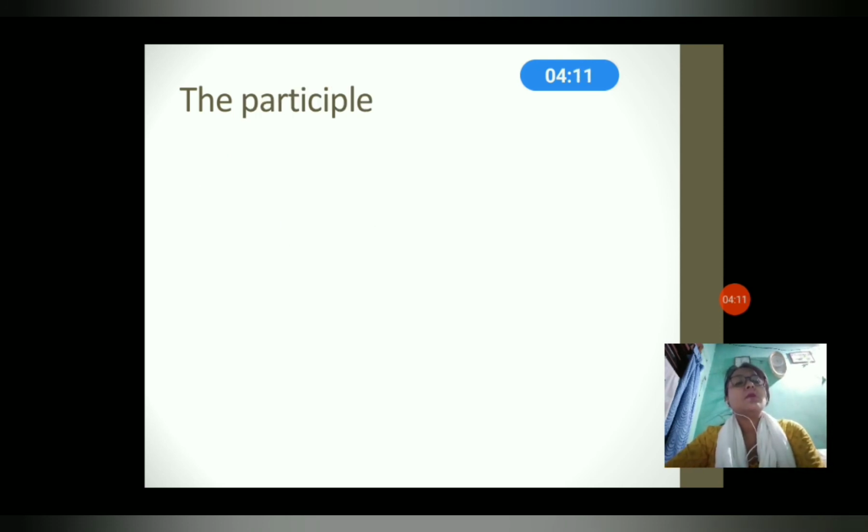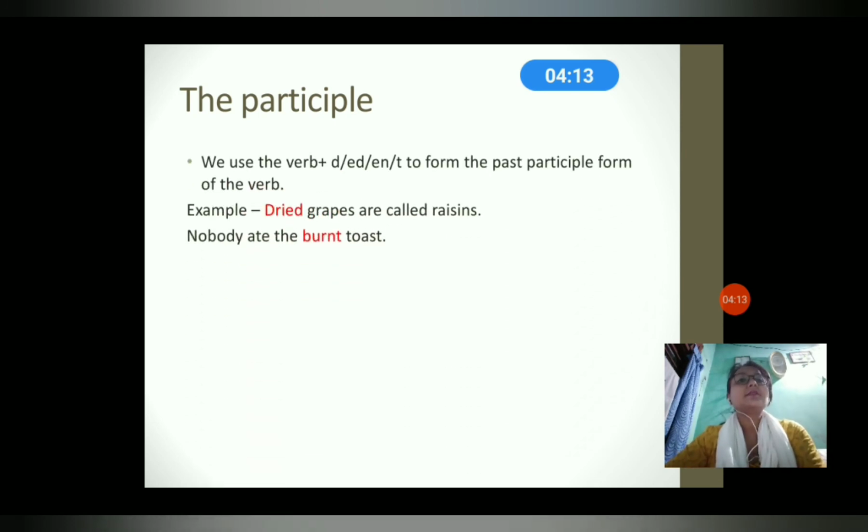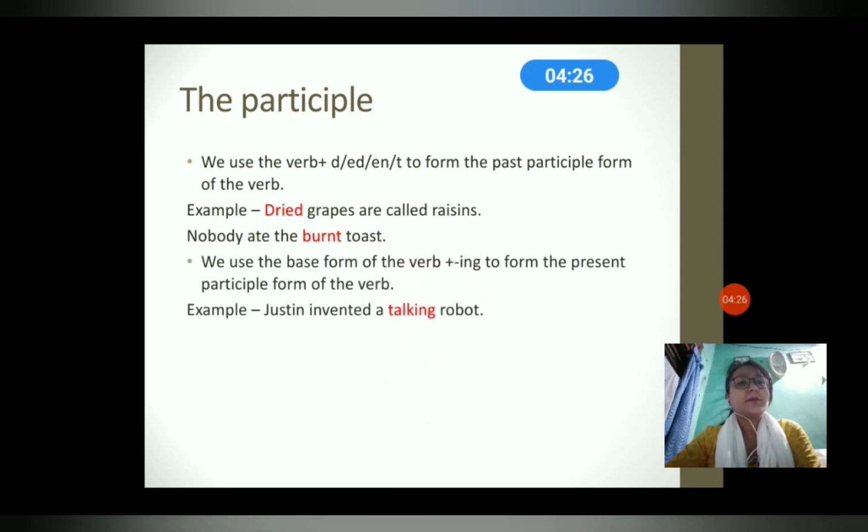So what is a participle? It consists of the verb plus d, ed, en or t to form the past participle. But in case of the present participle, they use the base form of the verb plus ing to form the present participle form of the verb. So you can say dried grapes are called raisins. So dried is a participle, okay.